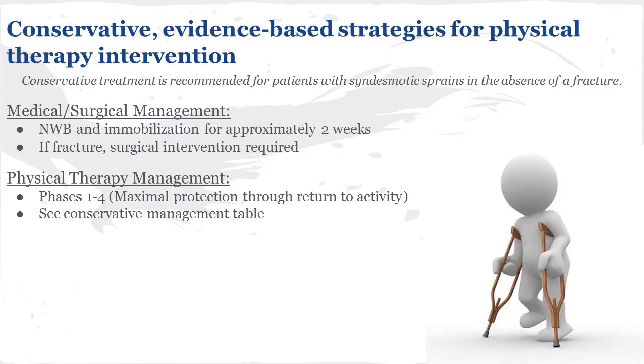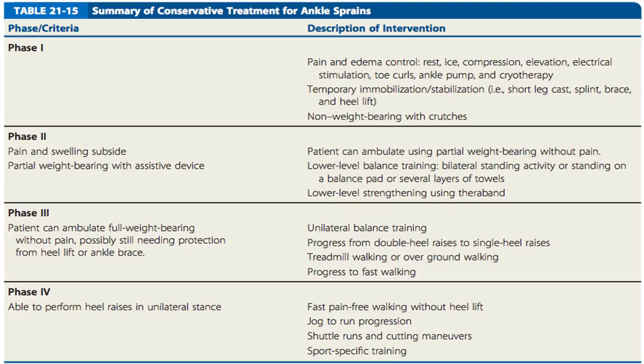Next, there's the physical therapy management. There are 4 phases that range from the maximal protection phase through the patient's return to activity. This is a table representing the conservative treatment options with the syndesmotic sprain. The chart is divided up into the 4 different phases based on the patient condition. For example, phase 1 is a maximal protection phase.